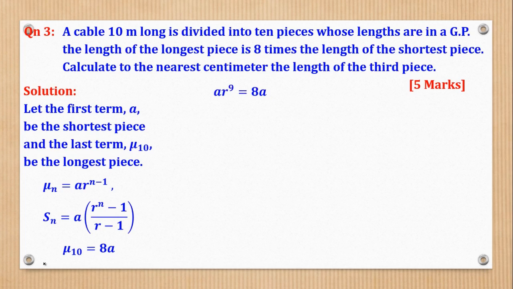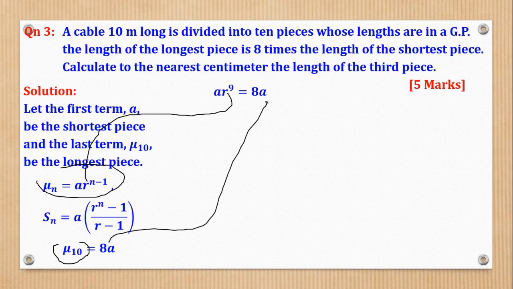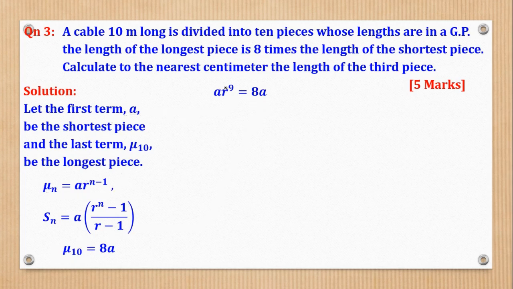Then here we shall say that using this formula, the 10th term will be a r to the power 9, which is here. Then we shall equate it to 8a. Then cancel the a to remain with r to the power 9 equal to 2 to the power 3. Therefore, when I reduce, it becomes r cubed equal to 2. That is, when I raise both sides to the power of 1 over 3, I'll come up with this. Therefore, r is the cube root of 2, which is this.